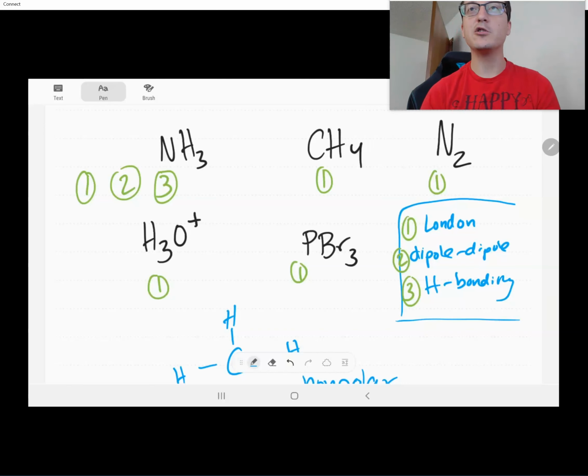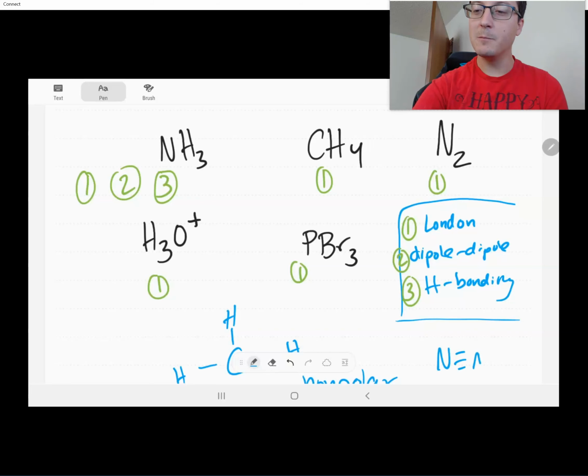Okay, how about nitrogen? Just 1, absolutely. Remember, nitrogen is also nonpolar, because it's just bound to itself. It's not stealing electrons from itself. It's not a polar bond, so it's not a polar molecule.